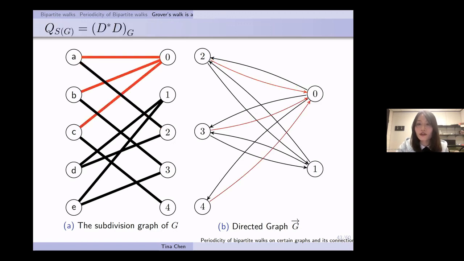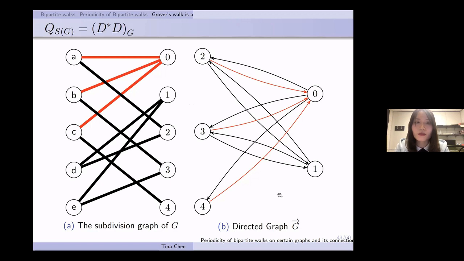Okay, so just use these connections. I want to show you that the projections we define over this color class of your subdivision graph when we define a bipartite walk is exactly the same as the D star D when you define the Grover's walk on this directed graph.